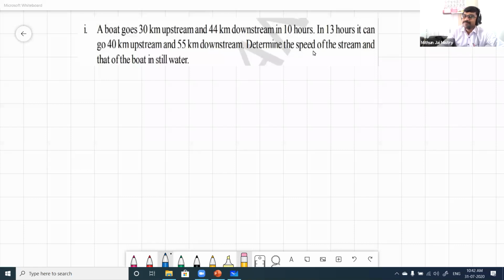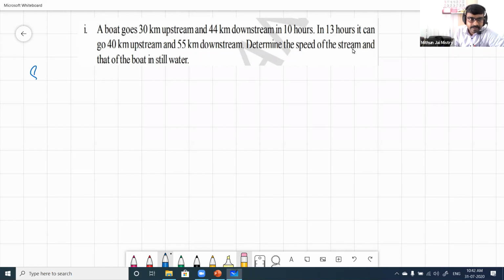Now we need to determine the speed of the stream and the speed of the boat in still water, right? So what are the two things? Speed of boat and speed of water. Sir, where is the speed of water? Speed of stream is nothing but speed of water.